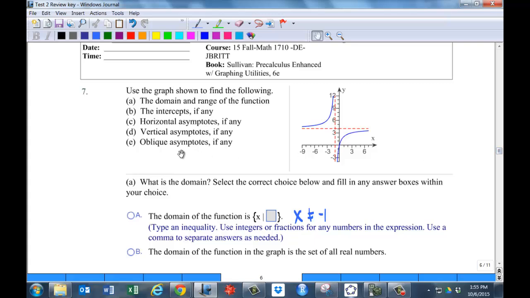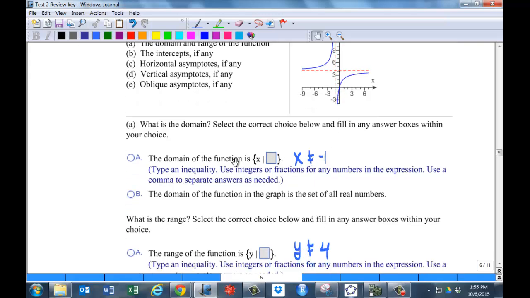Number 7 is a rational function. We want to find the domain and range. So the domain here includes all real numbers except minus 1 right here. And the range is going to be minus infinity to infinity except, so y cannot be equal to 4.